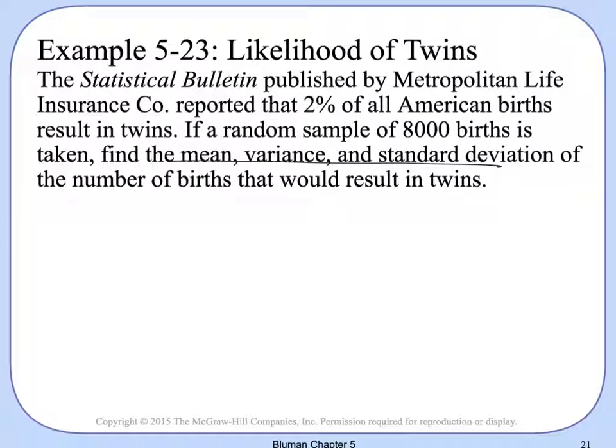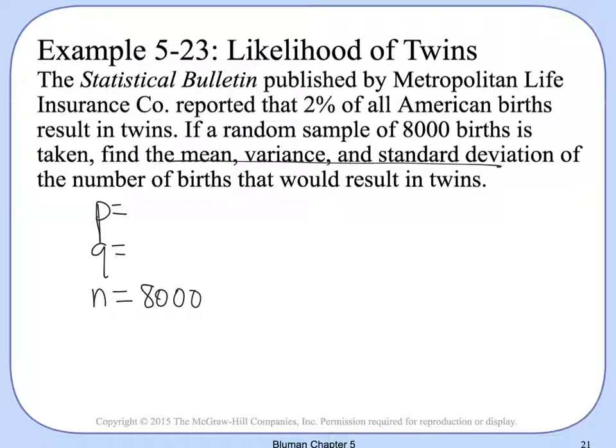Let's first write down our important information. We need to know what P is, what Q is, and we need to know what N is. In this one, we're not finding a probability, so we don't need to know the probability of X happening. We're just finding N, P, and Q. N's the easy one, 8,000.